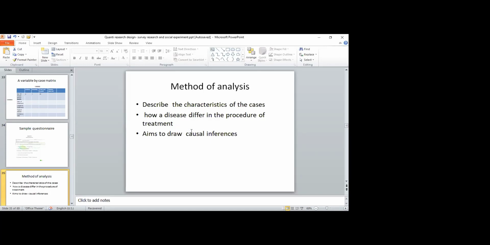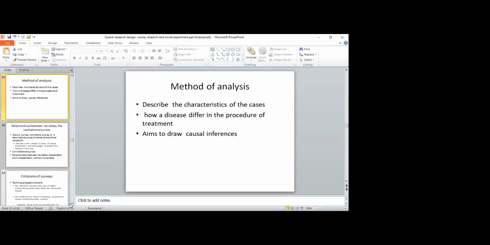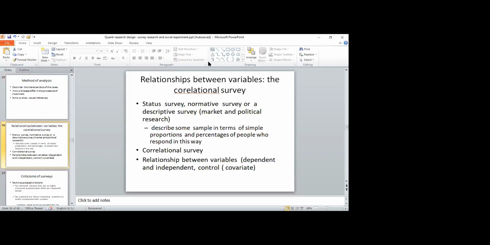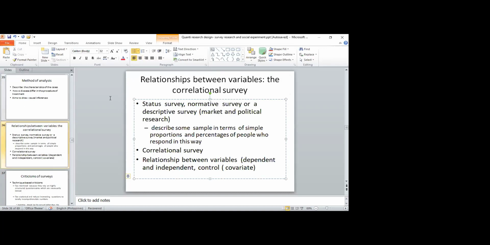All right, these are some of the analysis. Aim to draw causal inferences. Maybe Professor Kameyama can do that for you already, okay? But what I wanted to show you is this one. The relationship between the variables. The very first thing that you do is a correlational survey, no? For a correlational survey, you have to have a dependent and an independent variable.